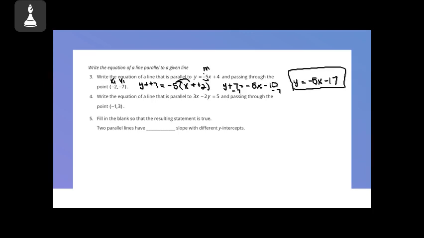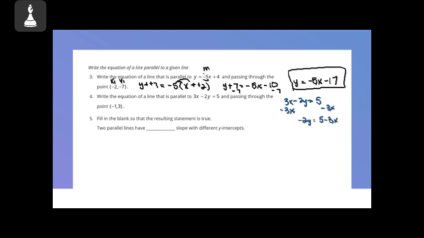Looking at number 4, we see that our given equation is 3x minus 2y equals 5. Looking at this, we can't pick out our slope yet because it's not solved for y. Let's take that 3x minus 2y equals 5 and solve it for y. So the first thing I need to do is move the x term. I will do that with subtraction. Negative 2y equals 5 minus 3x.